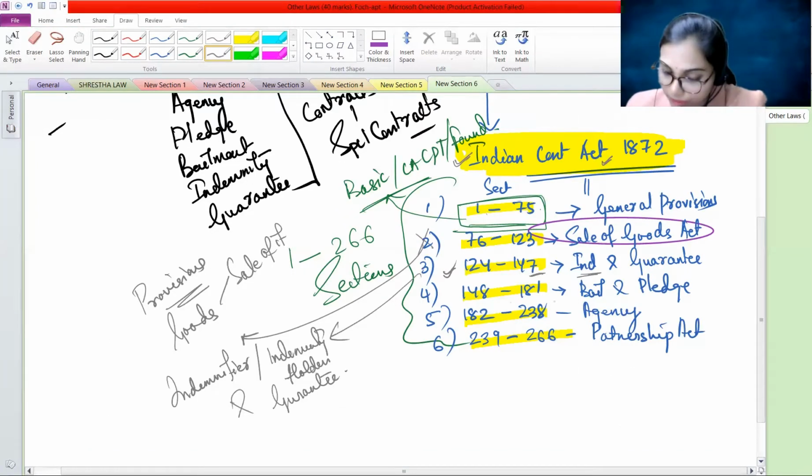Next we have bailment and pledge. The last one is the agency contract, where it speaks about the principal, agent, sub-agent, authorized agent, and many other concepts.